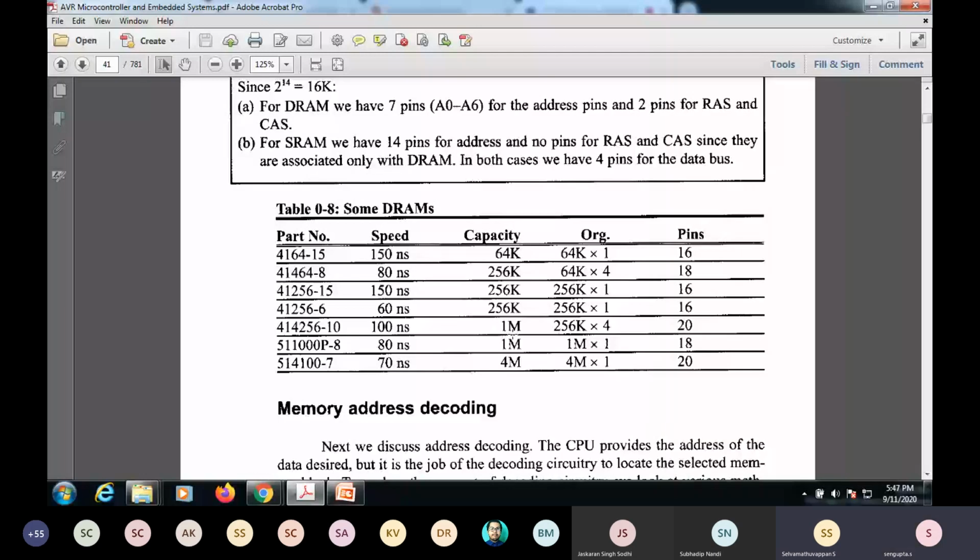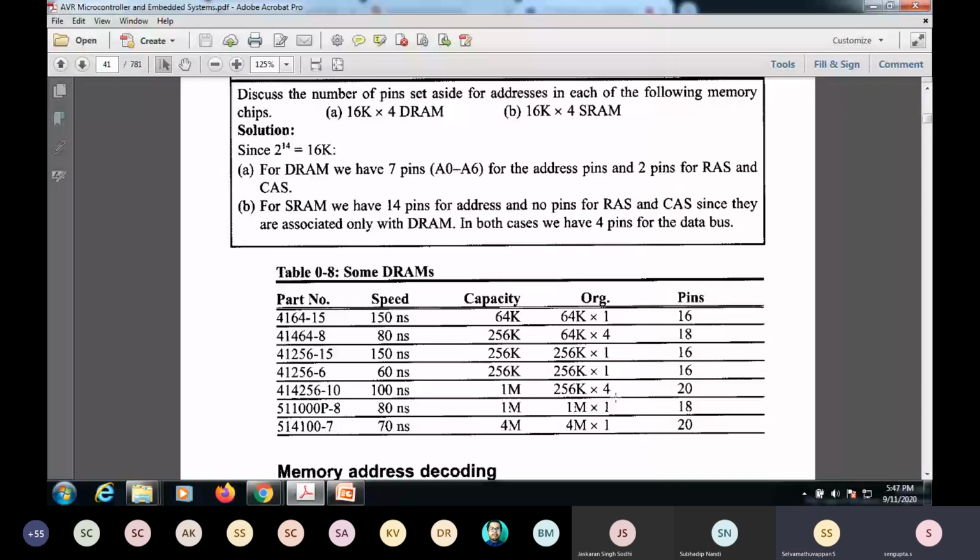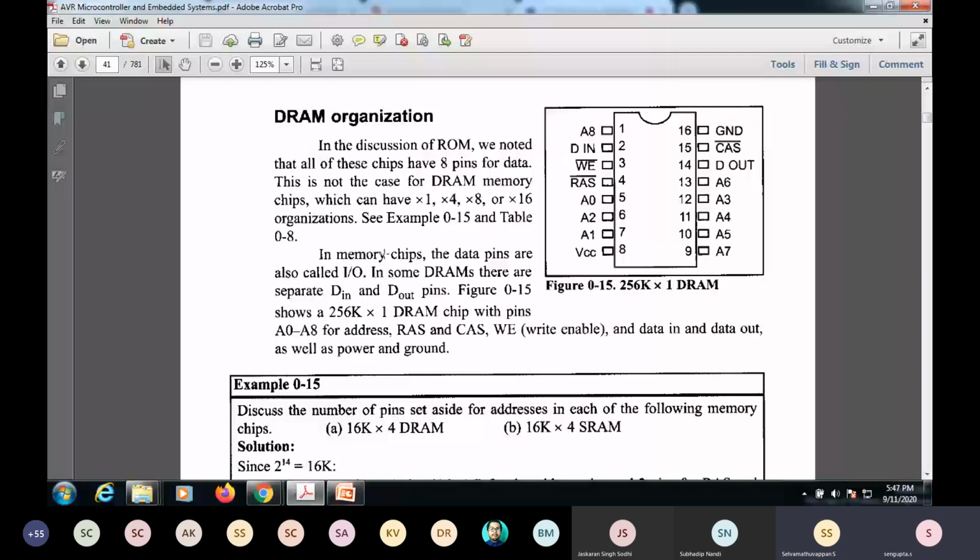Note that all these chips have 8 pins of data. This is not the case for DRAM memory, which can have 1, 4, 8, or 16 organizations. In memory chips, the data pins are also called input output. In some DRAMs, there are separate D in and D out pins.